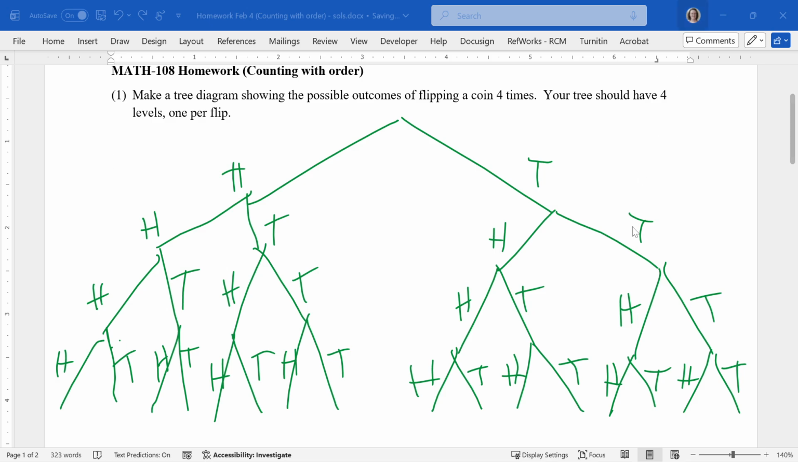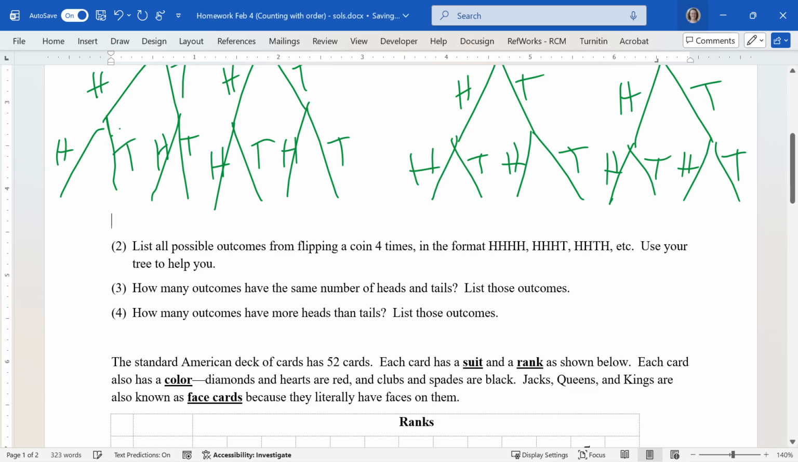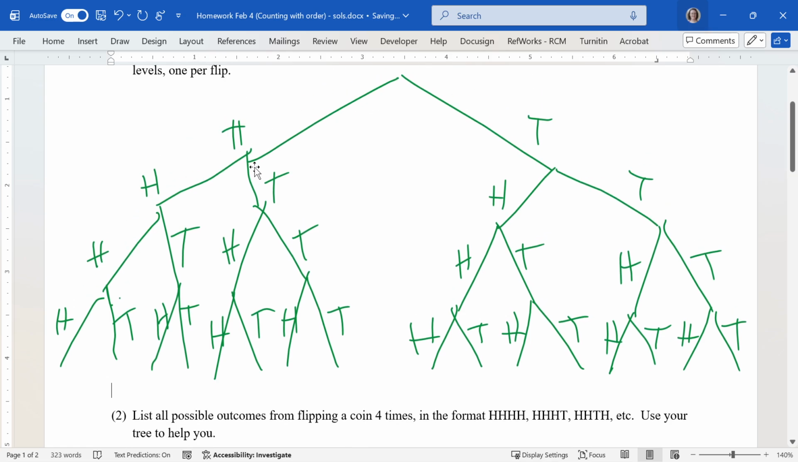All right. So for the next question, we're going to list all possible outcomes from flipping a coin 4 times in the format HHHH, HHHT, and so on, and then use your tree to help you. So the way you can use your tree is just go through and follow each path from the beginning to the end, and you can go through from left to right and just write down what the flips were along each path through the tree.